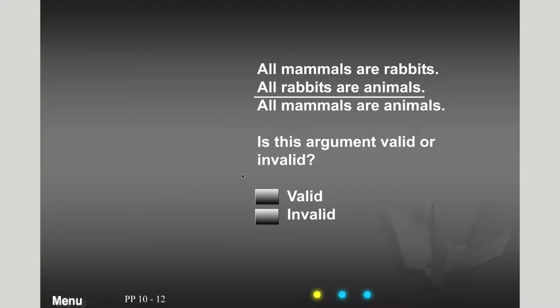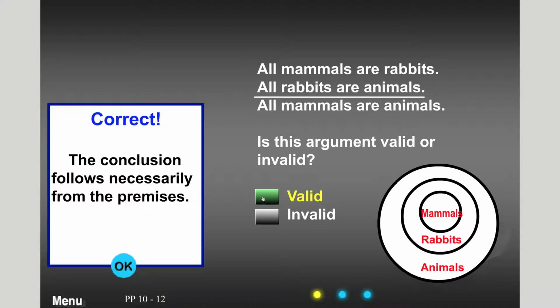All mammals are rabbits. All rabbits are animals. Good, we have this, right? And therefore, all mammals are animals. Is this valid or invalid? Well, if we read across again, all mammals are rabbits, and dropping down, all rabbits are animals. We like that nice crossover in categorical syllogisms. Does it follow that all mammals are animals? Indeed it does. If this is true, this must be true. It is a valid argument.